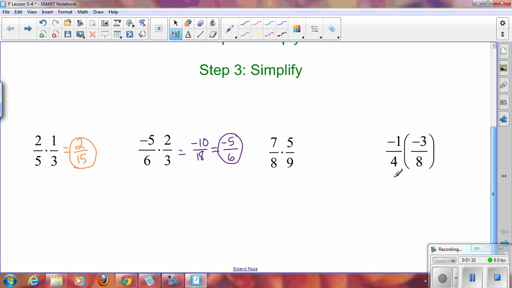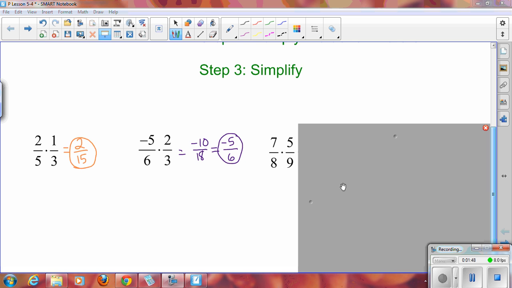Now I would like you to press pause on your playback and work this problem and this problem on your own. Then when you're finished, come back, press play, and see how you did. So go ahead and press pause now. Okay, let's see how you did.